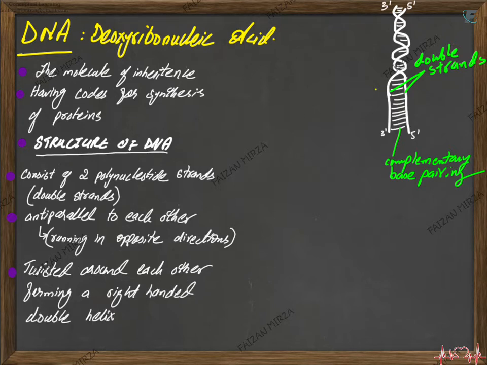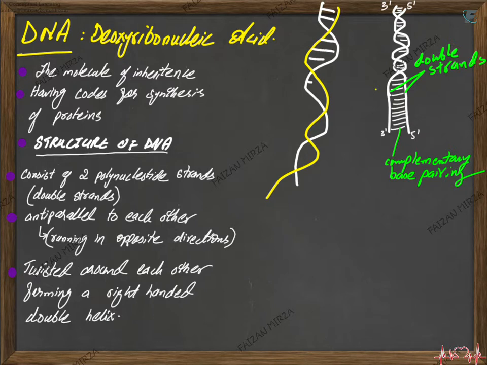They both are twisted around each other to form a right-handed helix. For example, these are the two strands I'm drawing. This is the first strand of the DNA, the white strand I'm drawing, and this is the yellow strand, the second strand. And these are the complementary base pairs which hold the two DNA strands together. These are the 3 prime and 5 prime ends of the structure.